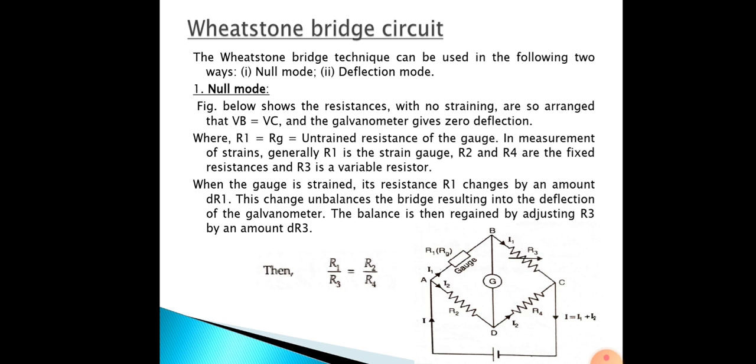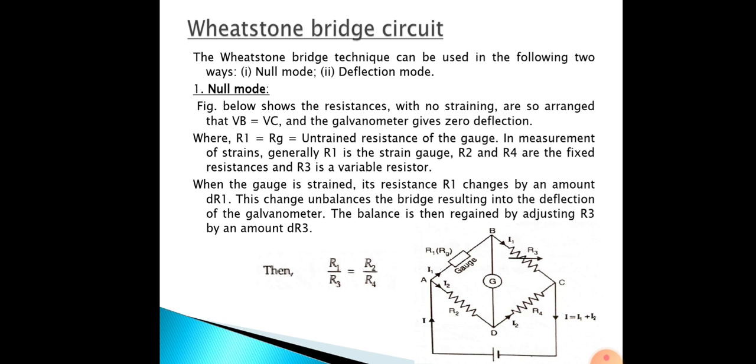Your R2 and R4 will be fixed resistances. Then R3 is a variable resistance. When the gauge is changed, its resistance R1 changes by an amount dR1. The change unbalances the bridge. So due to the strain, what will happen? The bridge will be unbalanced, resulting in deflection of the galvanometer. The balance is then regained by adjusting R3 by an amount dR3.